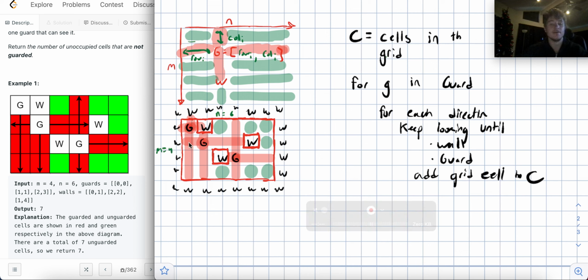Terrible writing here, right? So I had this one, this one, this one. I hit a wall, I stop. I try the other direction. I hit a wall, I stop. Okay, now I'm done with this guard. I look at the next guard.